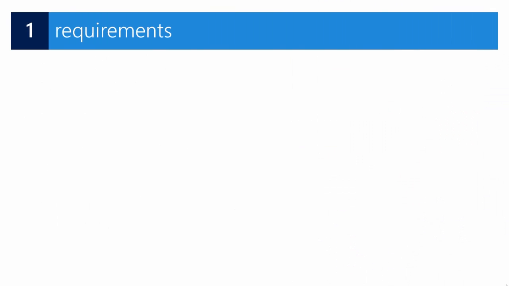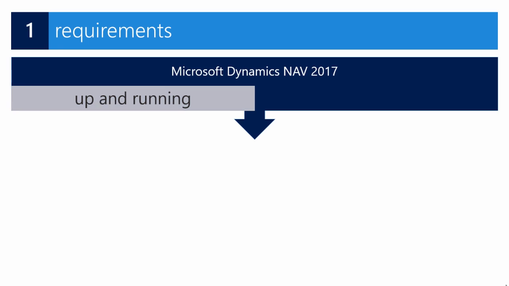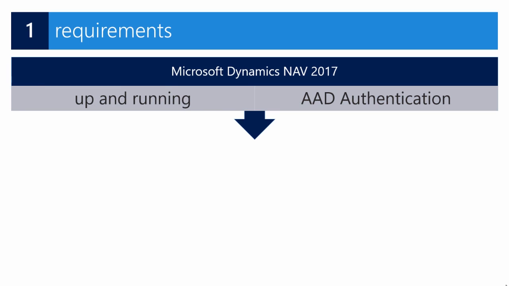Let's get started with the first step, in which I will explain what you need to be able to get started with embedded Power BI in Dynamics NAV. So to be able to get started, what we need is a Microsoft Dynamics NAV application which is up and running and installed. And it needs to be using Azure Active Directory authentication, which means if you log on to the application, you need to do that using Azure Active Directory.